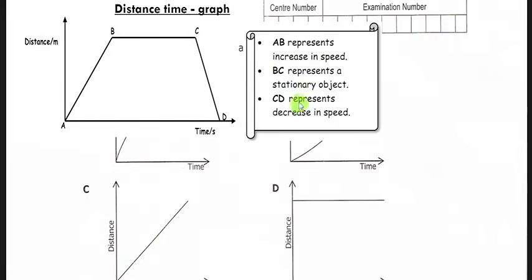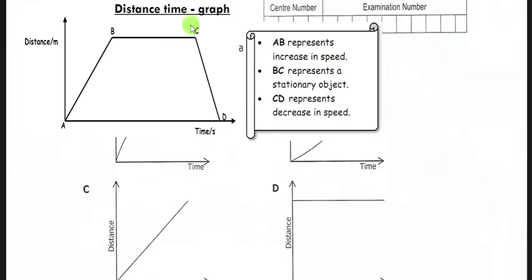represents a stationary object, because in this way distance is not increasing, but time is increasing, so time is moving. When time is moving and distance is not moving, it means the object is stationary. Then CD represents a decrease in speed.